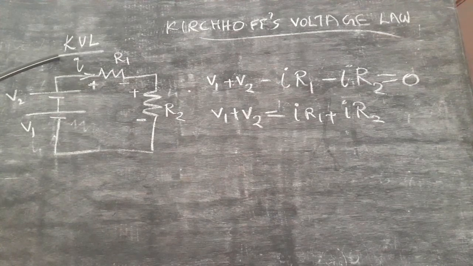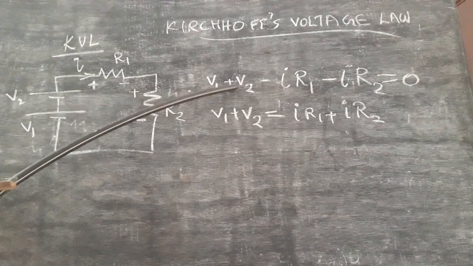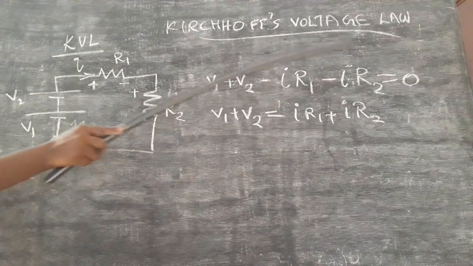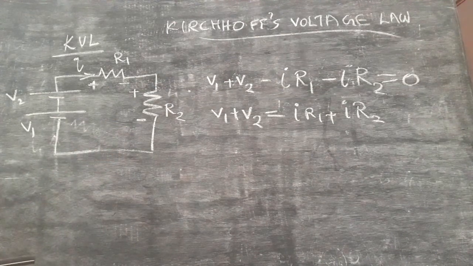What is KVL? KVL: in a loop, the algebraic sum of voltages is equal to 0. That is V1 plus V2 minus IR1 minus IR2 equal to 0.